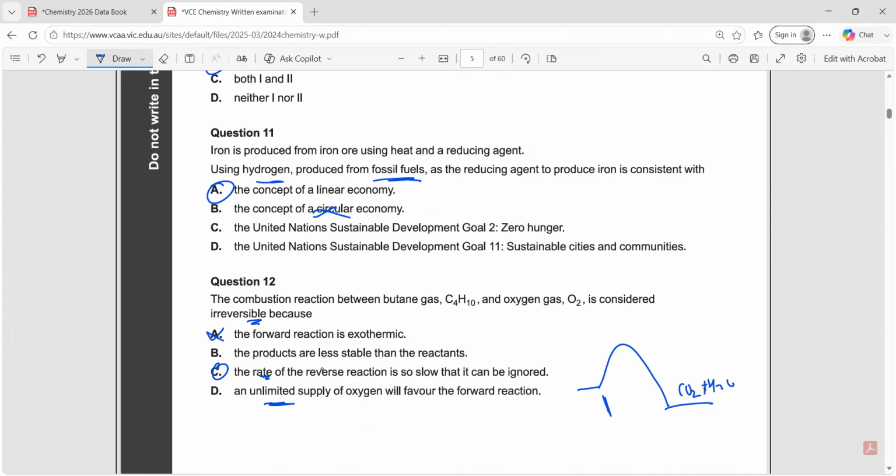I don't know about the products being less stable than the reactants. And honestly, the products are actually more stable than the reactants now that I think about it. Whenever we have absorbed a lot of energy, we're very jittery, like when we're very energetic. So these are what the reactants are like. They're very energetic, so they're much less stable than the products, which are low energy, CO2 and H2O, so they're much more stable. I don't like the unlimited supply.